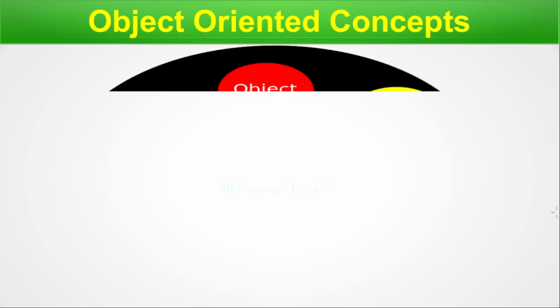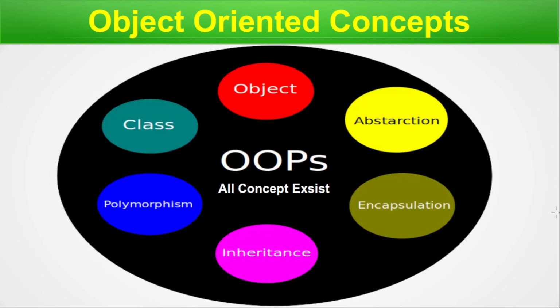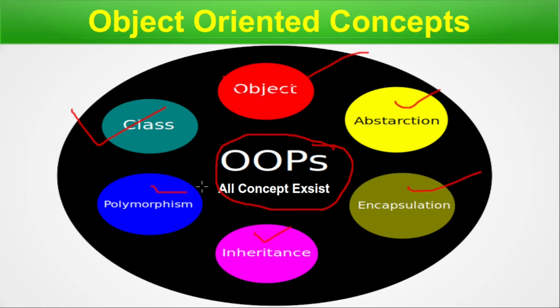Object-oriented concepts. In this slide, we will have multiple object-oriented concepts at a glance so that you can have this snapshot in your mind. So here are the different concepts. Class we have talked about, object we have talked about, and we have yet to talk about all the others. And remember, in object-oriented programming, all the concepts, that means the class, object, abstraction, encapsulation, inheritance, polymorphism, exist all together. That means they coexist.